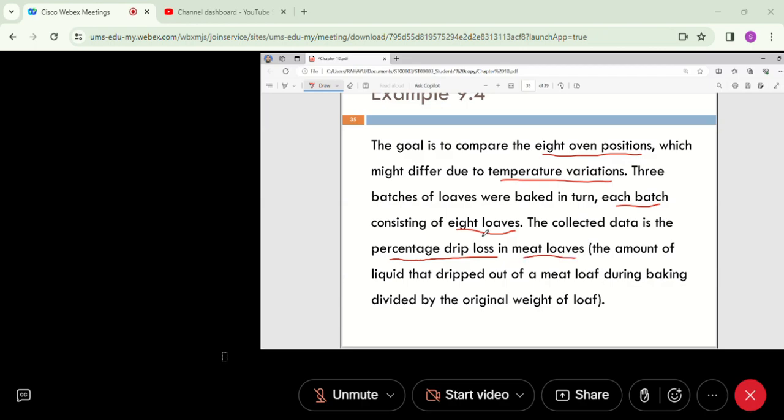Okay, drip loss. When there is a lot of drip loss, our loaf will become dry, not very moist. Yes, and when eating it, it is also less tasty. So the collected data is the percentage of drip loss in meat loaves, the amount of liquid that drips out of a meat loaf during baking divided by the original weight of the loaf.